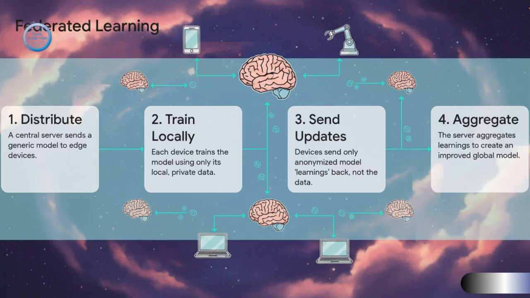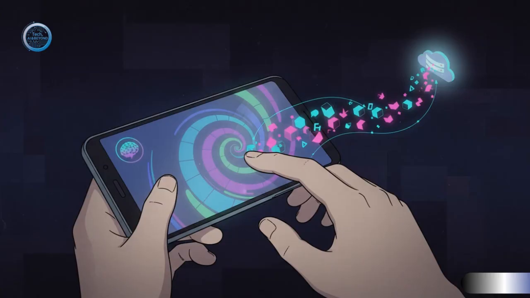Finally, the central server takes all these little updates from all the different devices and aggregates them together to create a new, smarter global model. Then it sends that improved model back out, and the whole cycle starts over, getting smarter and smarter each time. And you've probably seen the most prominent real-world example of this without even realizing it, Google's Gboard keyboard on Android phones. Google is constantly improving its predictive text and autocorrect by learning from the typing patterns of millions of users.